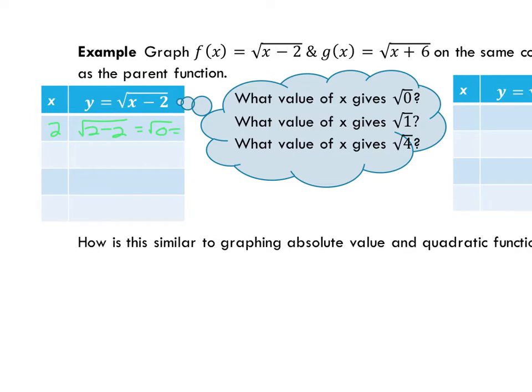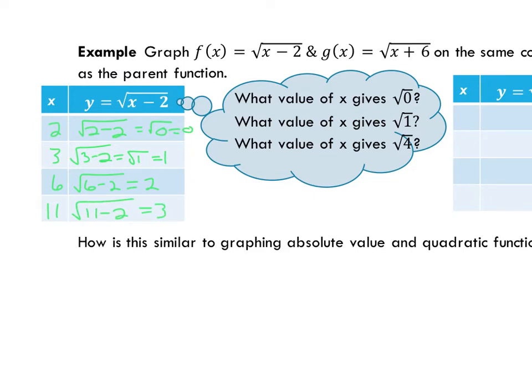which is 0. What value of x is going to give us a positive 1? Hopefully you recognize that's 3. The square root of 3 minus 2 is the square root of 1, which is 1. What value of x is going to give us the square root of 4? Well, what number minus 2 equals 4? That would be 6. That's going to give us 2. And then what value of x is going to give us the square root of 9? Well, 11 minus 2 is 9, and we know the square root of 9 is 3.